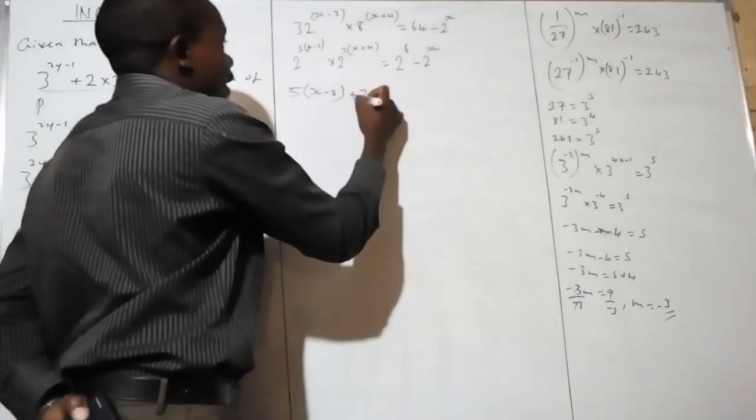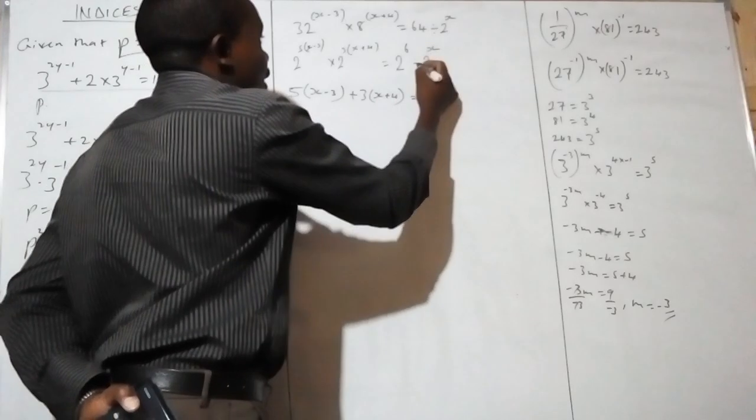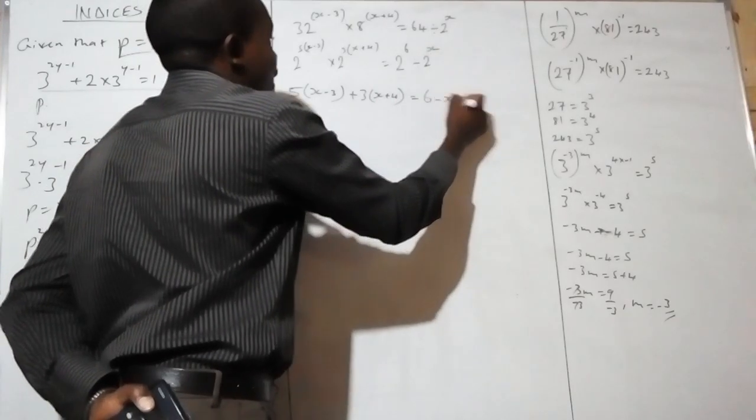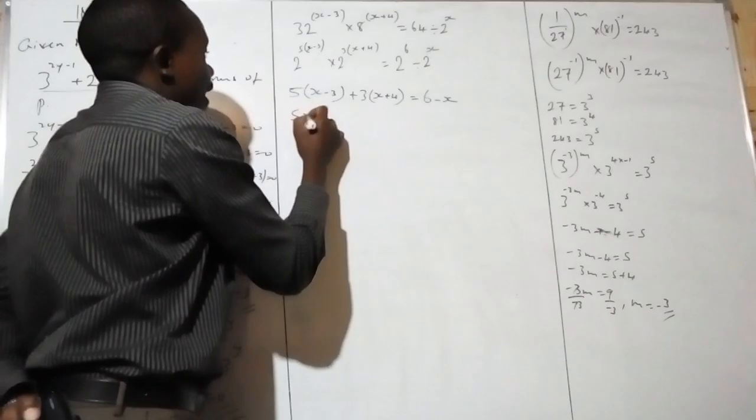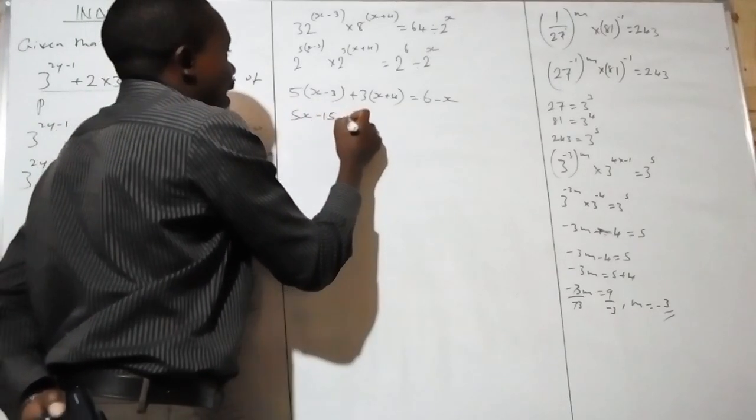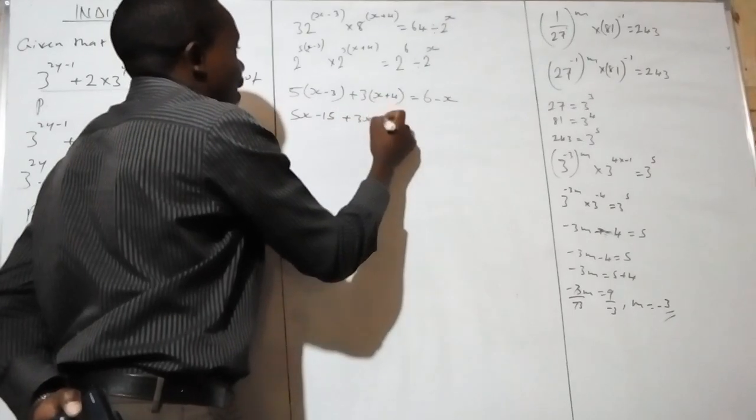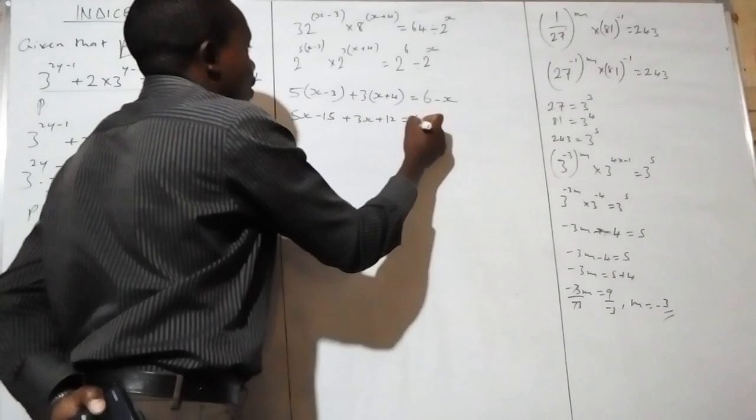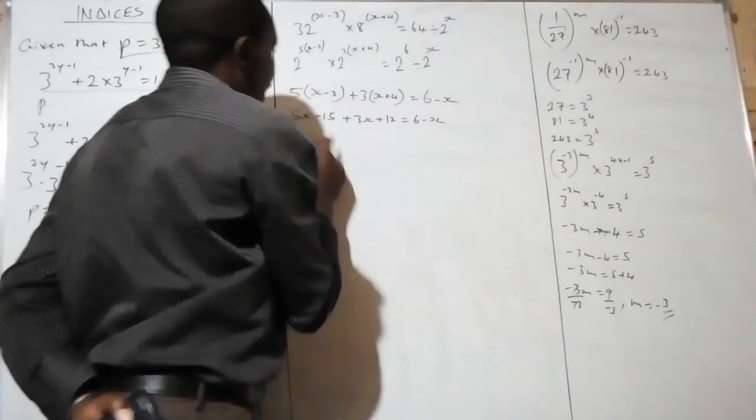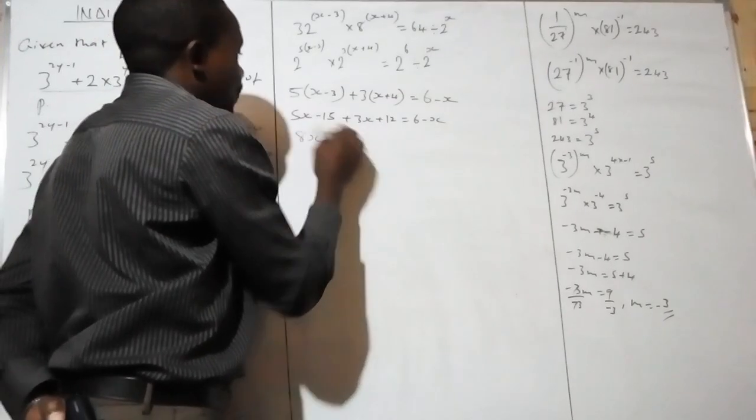3x plus 4 is equals to 6. Due to division, minus x. Open the brackets: 5x minus 15 plus 3x. 3 times x is 3x, plus 3 times 4 is 12, is equals to 6 minus x. Like terms: 5x plus 3x is 8x. Negative 15 plus 12 is negative 3, is equals to 6 minus x.